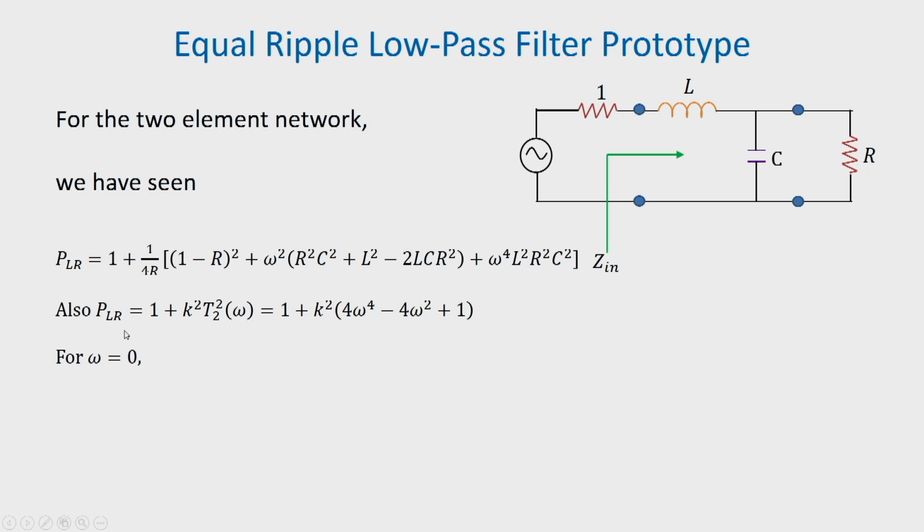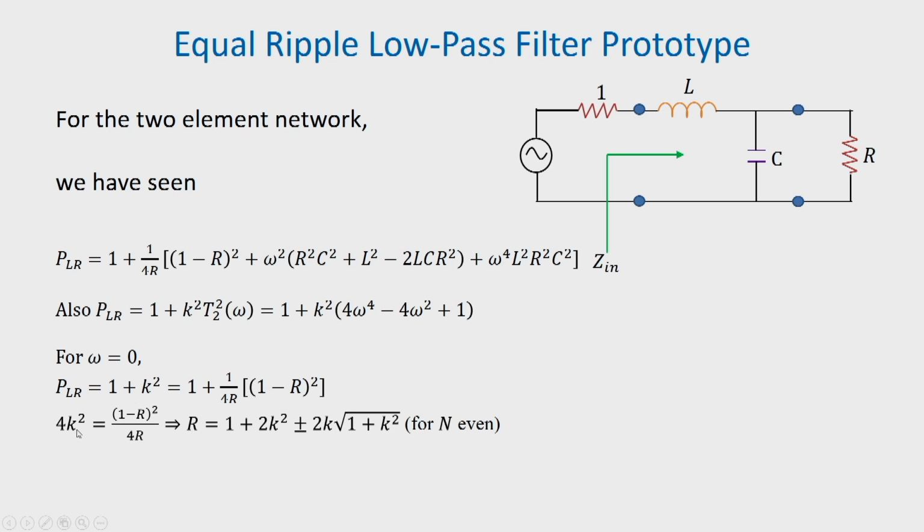So, if we equate these two equations for omega equal to 0, then we get PLR is equal to 1 plus k square, and from here we get 1 plus 1 by 4 r 1 minus r whole square, and therefore 4 k square becomes 1 minus r divided by 4 r, and therefore r can be solved as r is equal to 1 plus 2 k square plus minus 2 k root 1 plus k square for even n, and here we have n equal to 2.